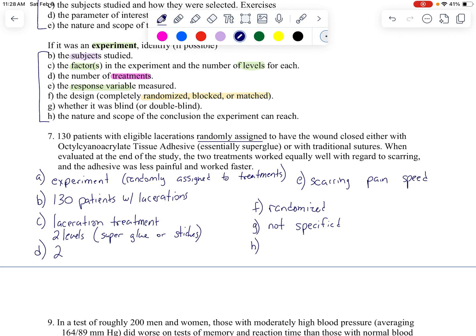And lastly, it's going to be H, the nature and scope of the conclusion. Equal in regards to scarring. However, it showed super glue was less painful and faster.